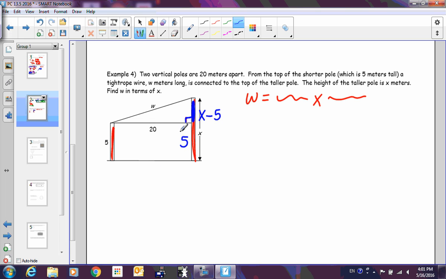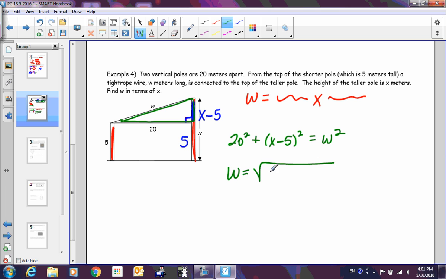All right, so now we're going to focus on Pythagorean Theorem and this triangle right here. The only thing that you really got to be concerned about is what is the hypotenuse. These two sides, it does not matter the order that they go in. 20 squared plus X minus 5 squared, that's going to equal W squared. Now remember, we're trying to get W by itself, so we would just square root. Something that you might have thought of earlier is why are we not doing plus minus? Well, in a real life situation, could an actual distance be negative? No. So that's why we're not doing plus minus here.